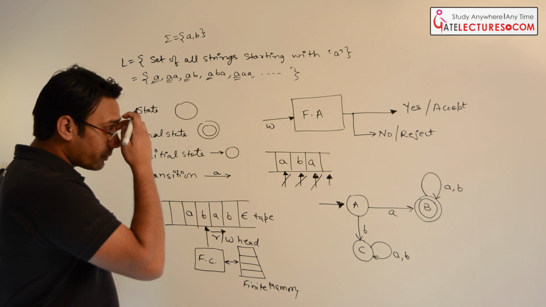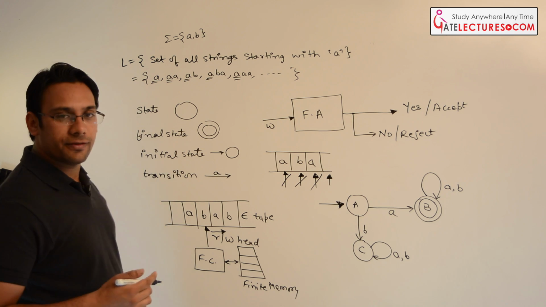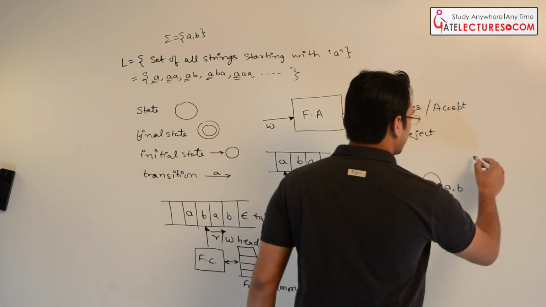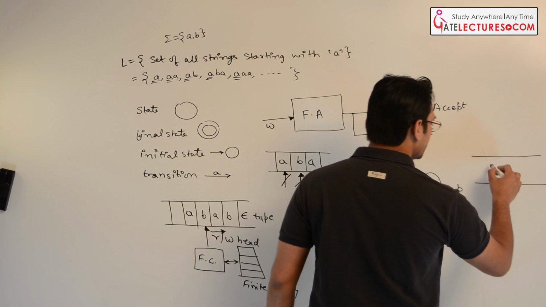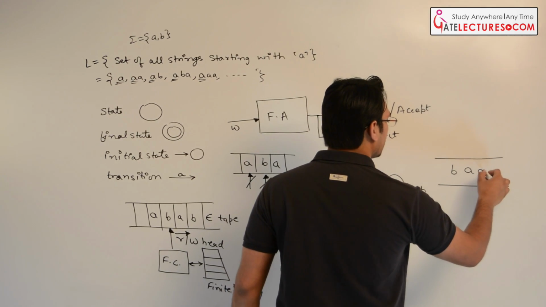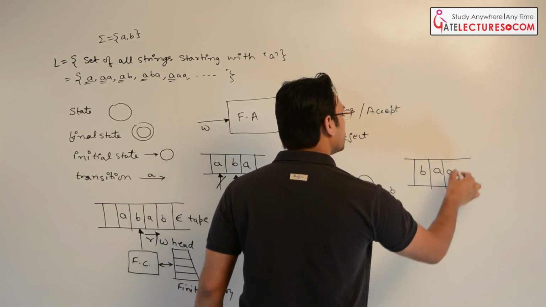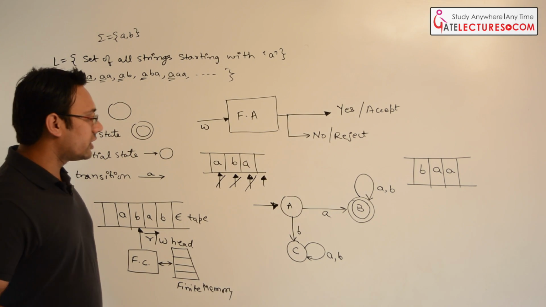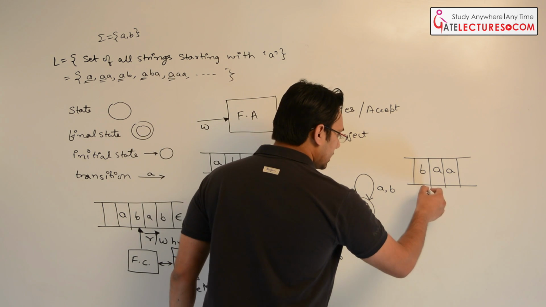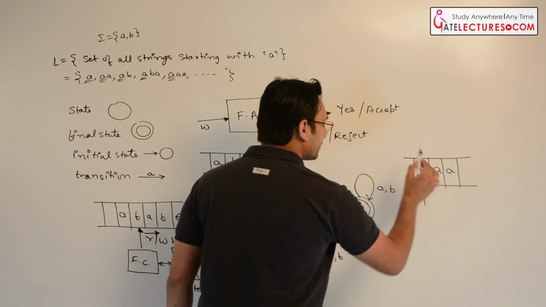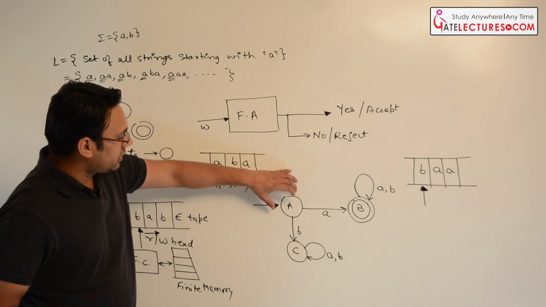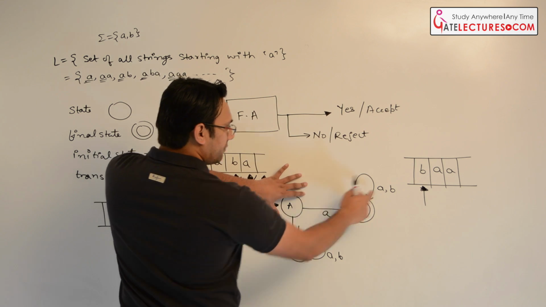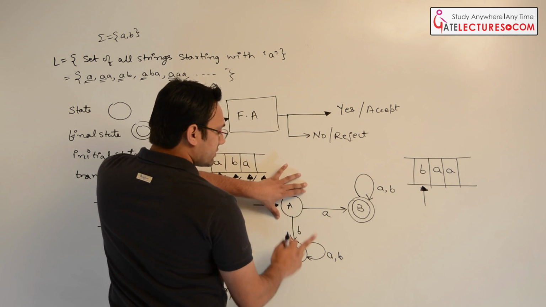Okay, now let me take one more example. Let us say we have some string which is not present in this language. Let us say we have the string B, A. Let us suppose we want to see if this string is present in this language or not. Initially the finite control is reading the symbol B, and we are at state A. On state A, if we read B, then we will go to state C.